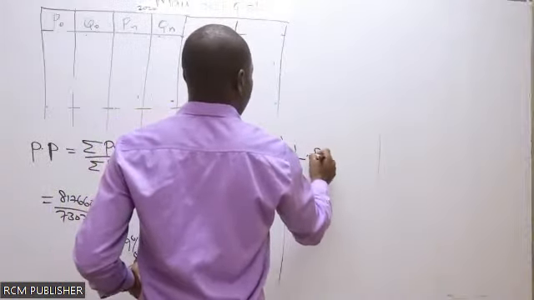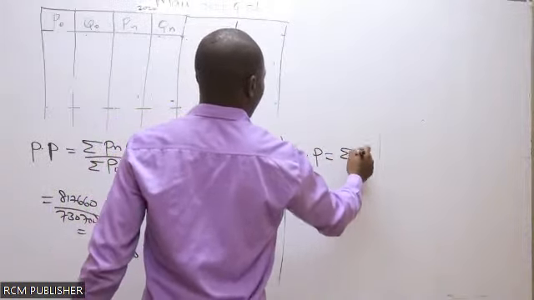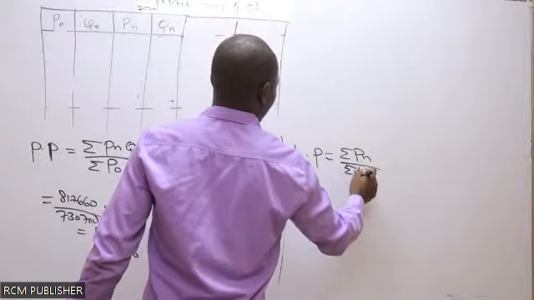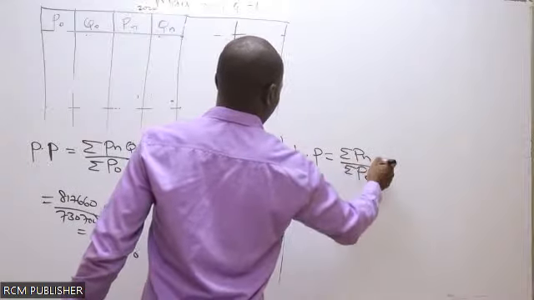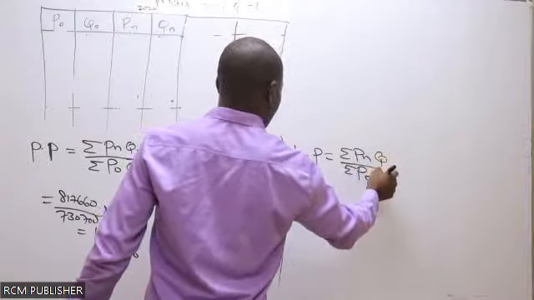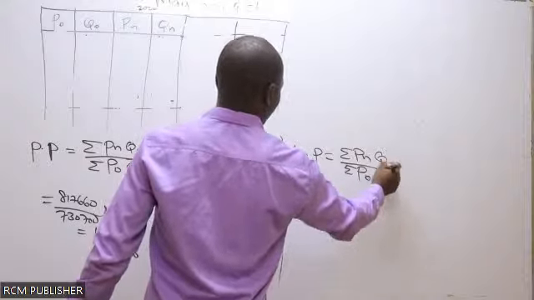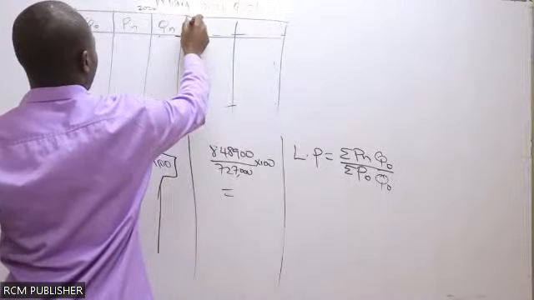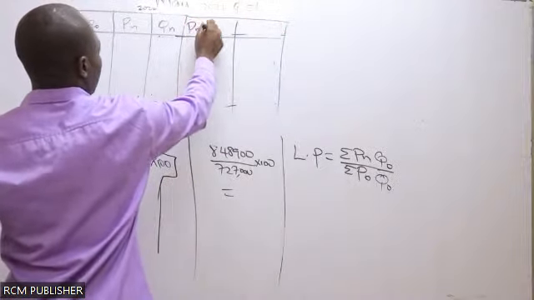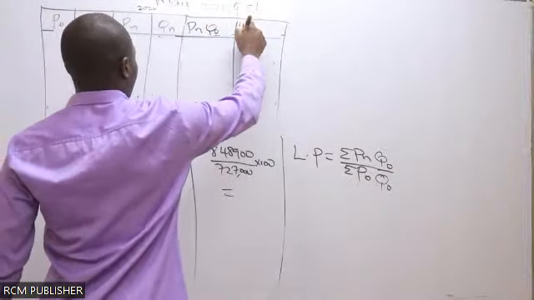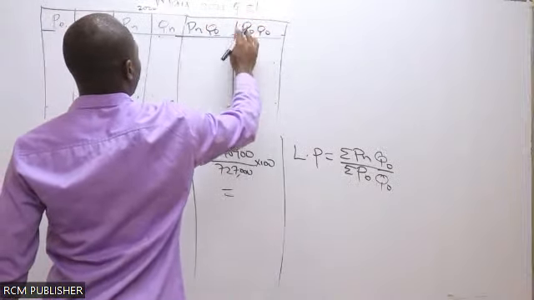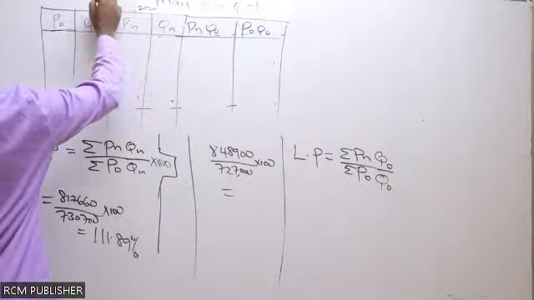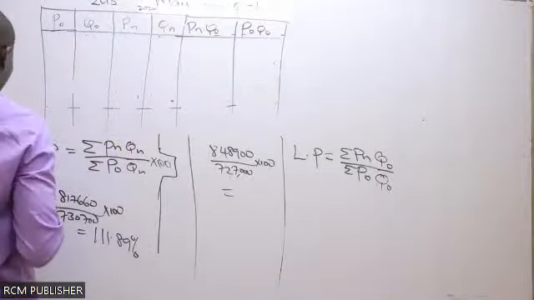So the Paasche price index is equal to the summation of the price of the current period multiplied by weight, over the summation of the price in the previous period multiplied by weight. Weight is now quantity, but of the previous period. So that one tells us that we only need the summation of PN QO, then PO QO. That's what we need.